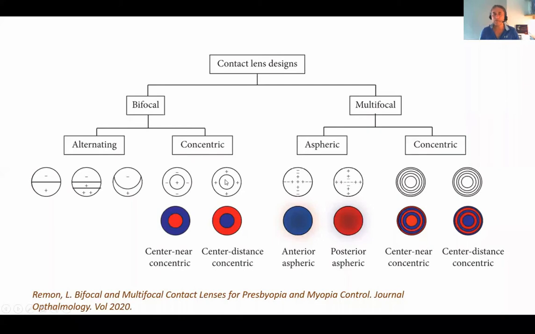Then in multifocal, we have spherical lenses, so it could be anterior or posterior in GP lenses, but in soft lenses, we will use the front surface as spheric. Then we have concentric rings, and concentric rings are designs where the central part could be for near, or the central part for far. And these are designs that are being used at the moment for myopia control. We will see more of the results here.